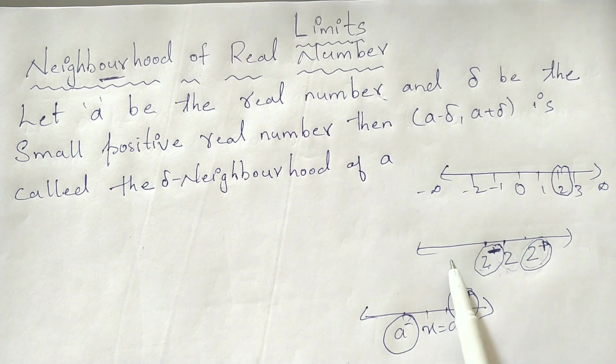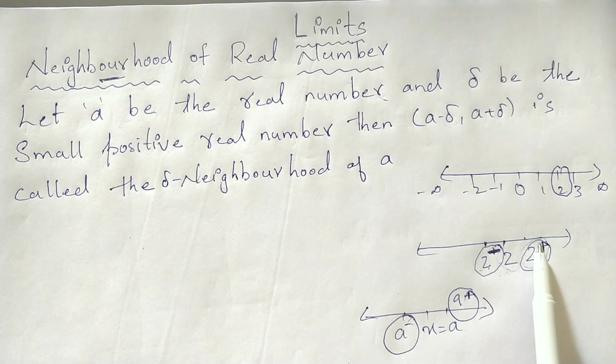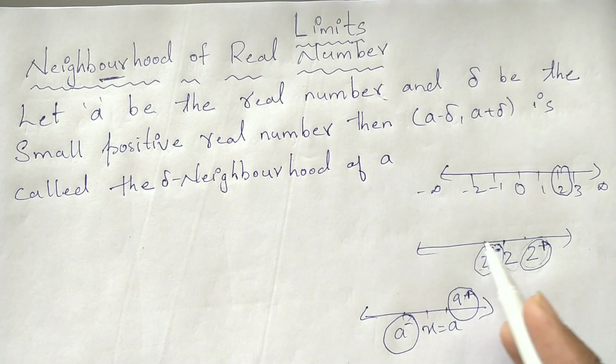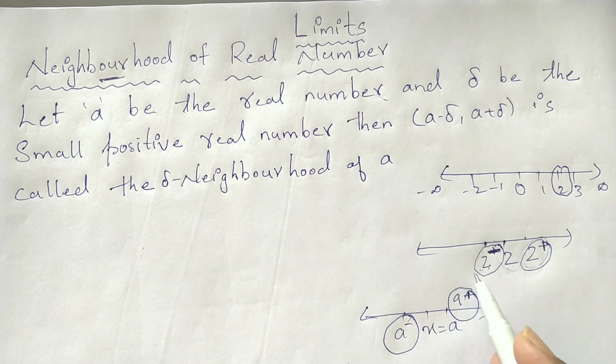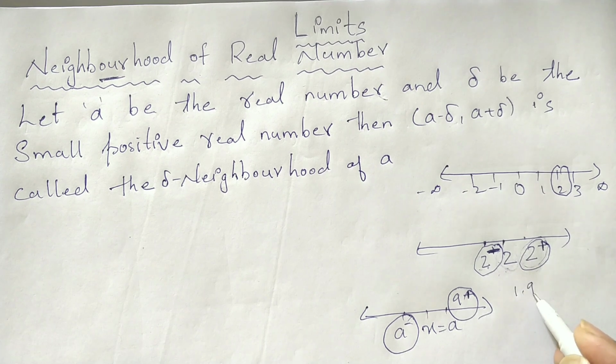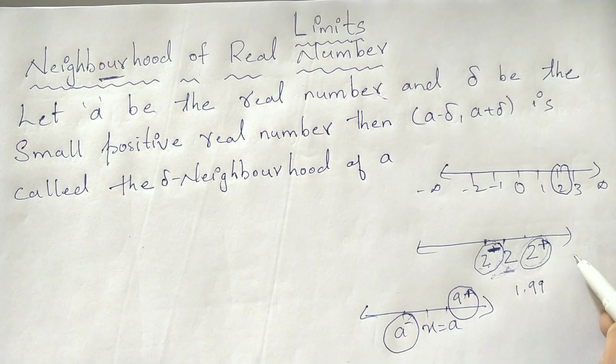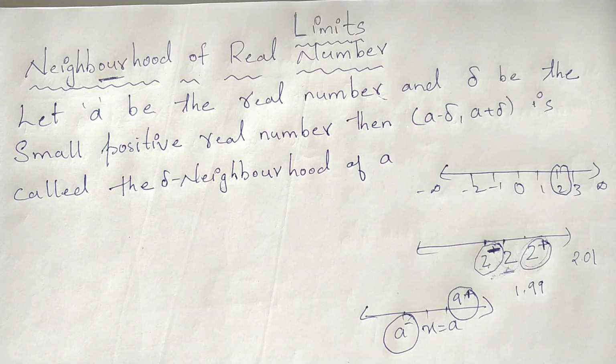For example, for 2, the left neighborhood is denoted by 2 minus and the right neighborhood by 2 plus. Look here, the left neighborhood 2 minus will always be slightly lesser than 2, is it or not? Its values will be approximately 1.99, 1.97, 1.92, like this. So the left neighborhood value will always be slightly lesser than 2. Now what about the right neighborhood? It is slightly larger than 2. It can be like 2.01, 2.001, like this.